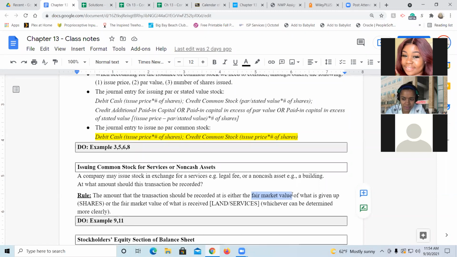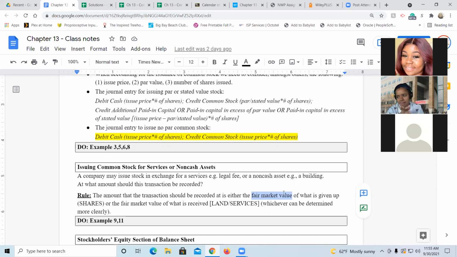That doesn't make sense, because if I bought that building in 1975 and now we're in 2021, the value of that building has probably increased over time. So I wouldn't want to only get a $10,000 stake in the company. I want to get a stake in the company that is similar to the market value of my building. Otherwise, why would I give you my building, right? I could just go and sell it to someone else. So we're looking at fair market value as being the amount that the transaction would be recorded at.